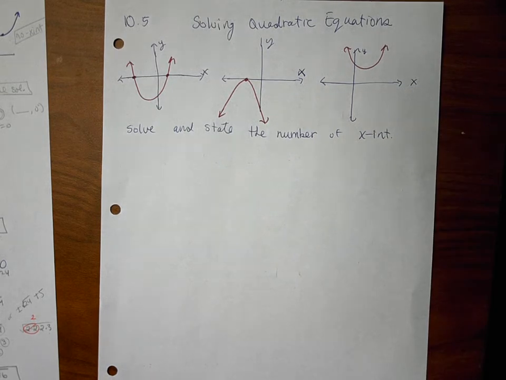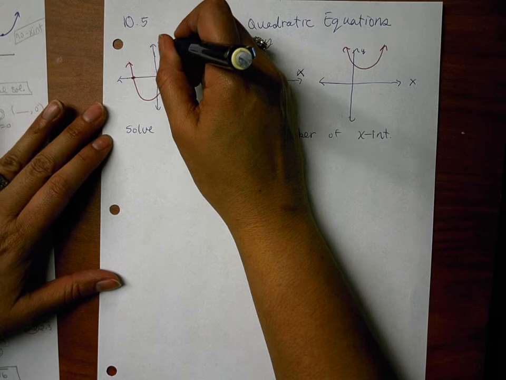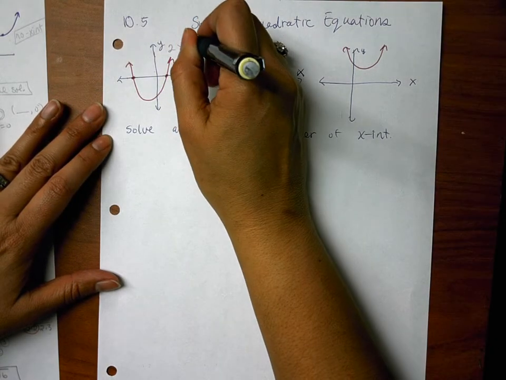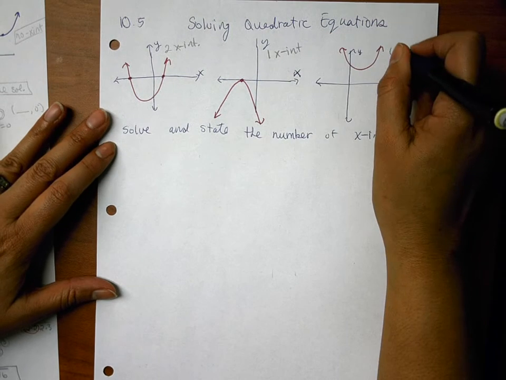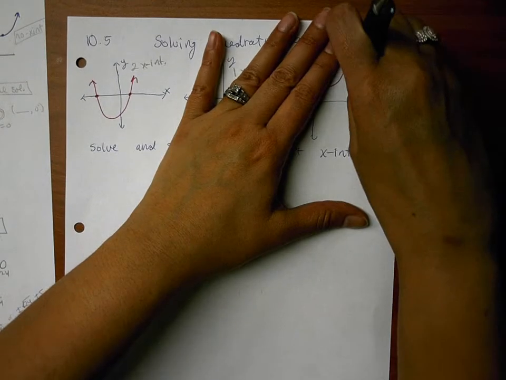Okay, I'm going to come back up to the top really quick. What did I say earlier? This is 2 x-intercepts. This is 1 x-intercept. And this is 0, or no. I'll put no. No x-intercepts.